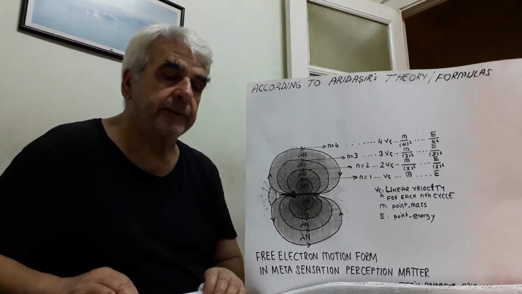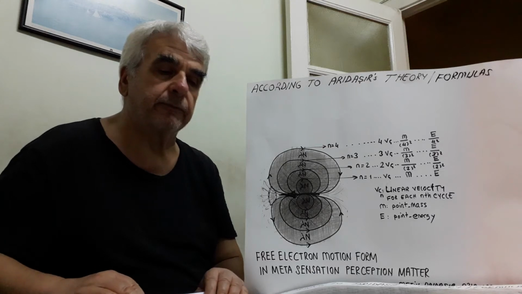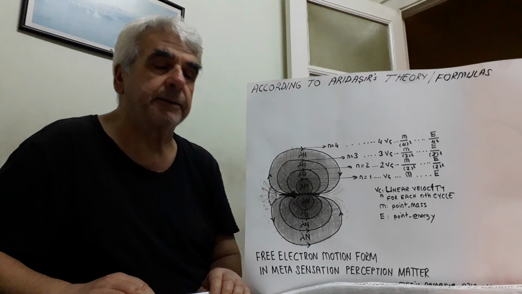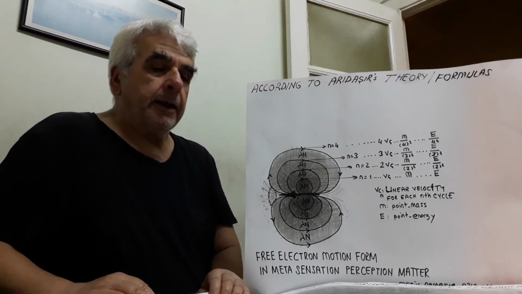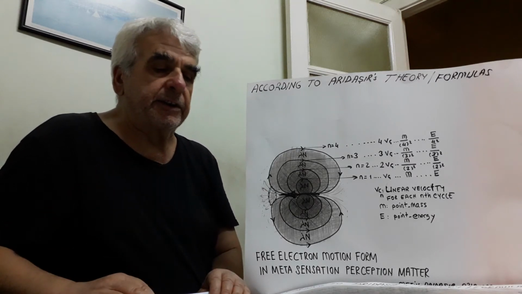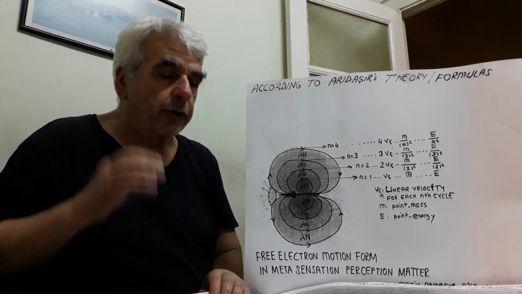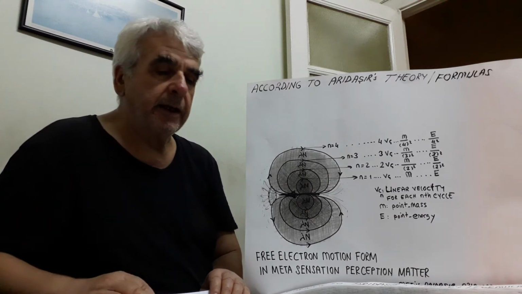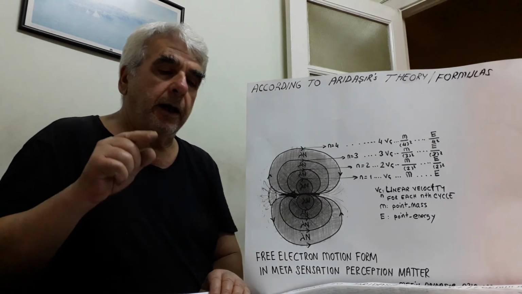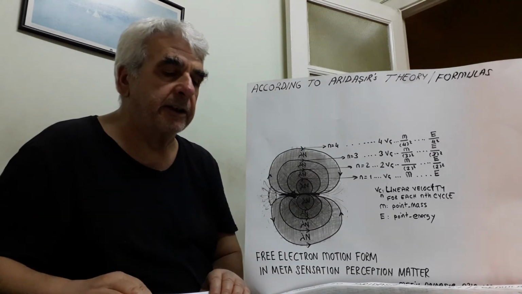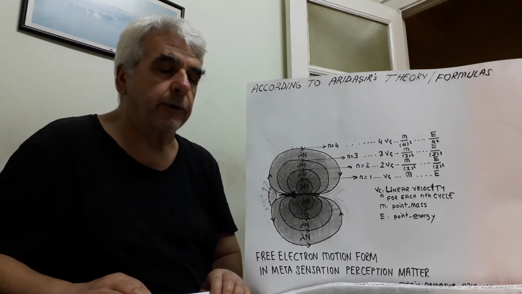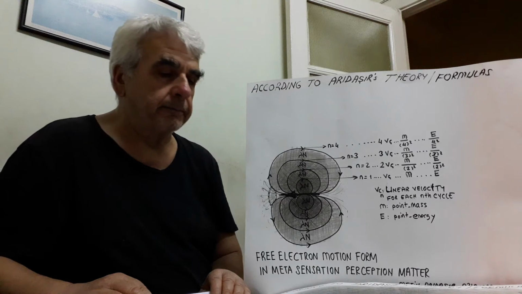Each point of the spherical surface of the electron motion form is the photon. Each point of the electron motion form surface has point mass and point energy. This means that the photon, as a surface point of the electron motion form, has mass. I have computed and explained that before. Therefore, gravitation is associated with the photon directly.